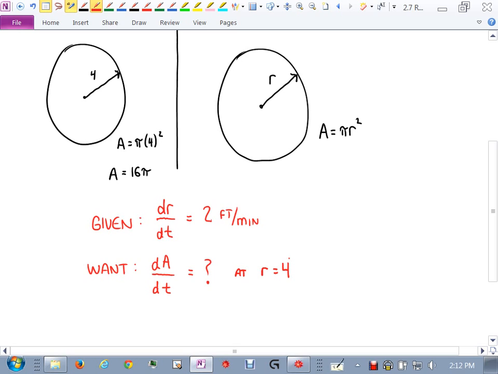No? Okay, now we're ready to do the calculus. The calculus part of this problem comes in when you look at your dr up here and your dA, okay? What you're given and what you want, right? I'm given information in terms of the radius. I know how fast it's moving, and I know that instant in time, don't I? I want to know something about the area.